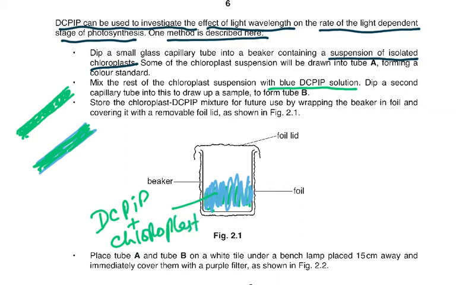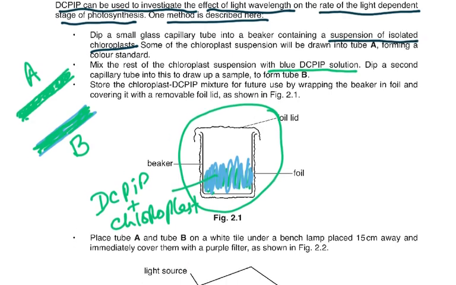Dip a second capillary tube and draw up a sample to form B. So this is B and this is A, which is the green one. Store the chloroplast DCP-IP mixture for future use by wrapping the beaker. So you have this wrapped in foil paper, covering it with a removable lid also made of foil. Now we don't want light to enter it, that's why we are covering it with foil.